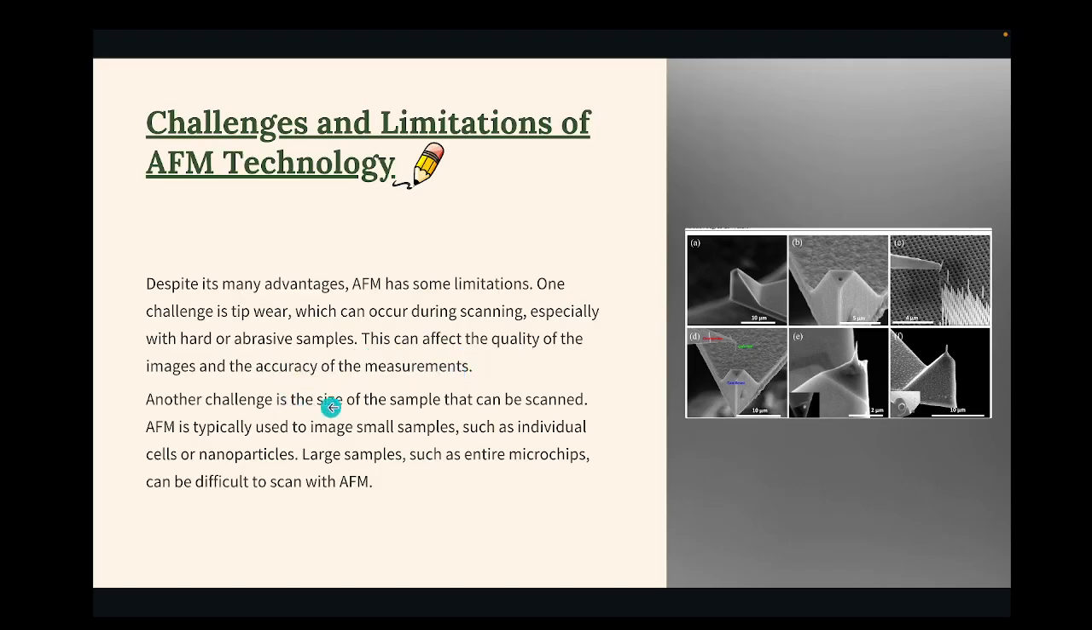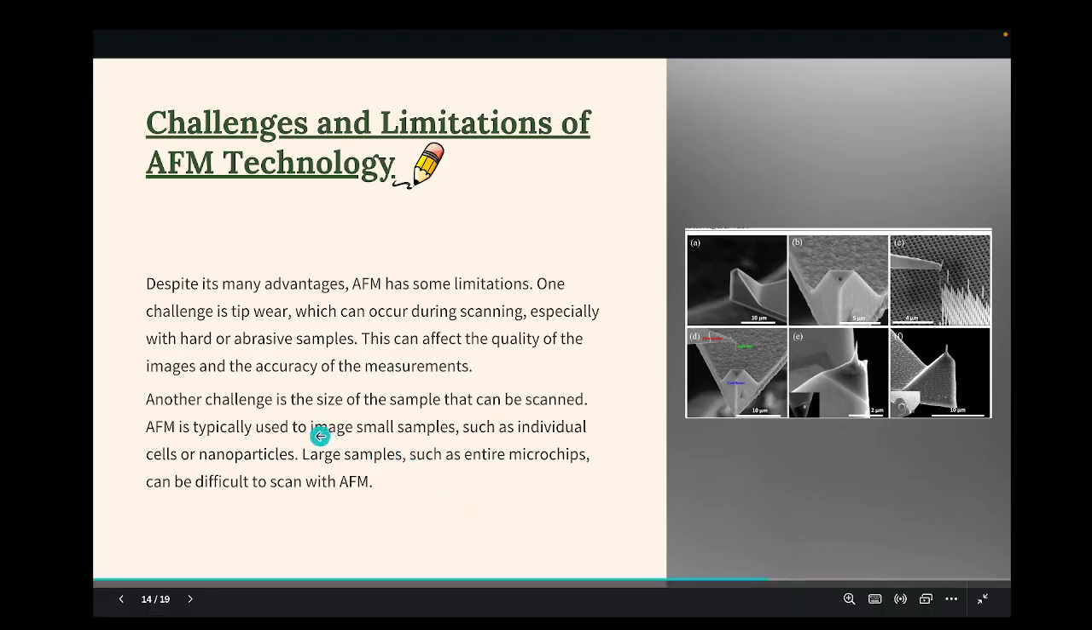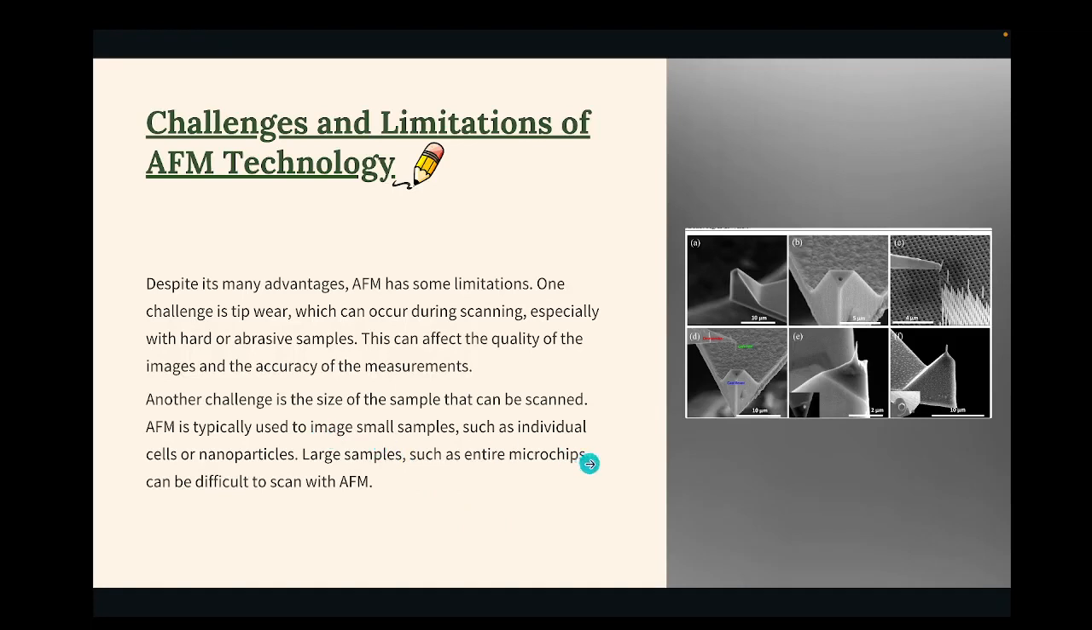Another challenge is the size of the sample. The AFM takes a very long time to analyze a sample. So if we take a very huge amount of sample, it takes very much time, and this is also not economic. So generally we take a very small size of sample, so that it does not take very much time. We can only analyze a very small amount of sample, not very big samples.